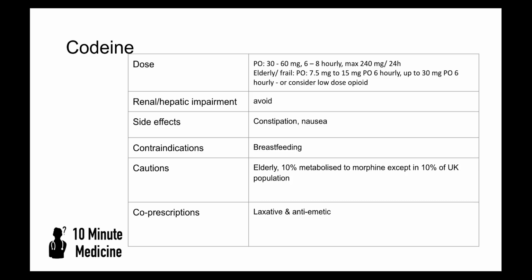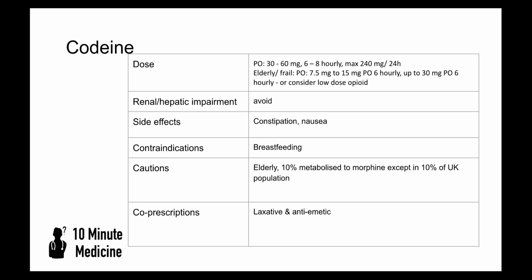Codeine: I've written here some doses that you can consider for elderly or frail people as well. Avoid them in renal and hepatic impairment. Side effects include constipation and nausea, so that links to these co-prescriptions, which are laxatives and antiemetics. Contraindications would be if someone is breastfeeding, and caution in the elderly.